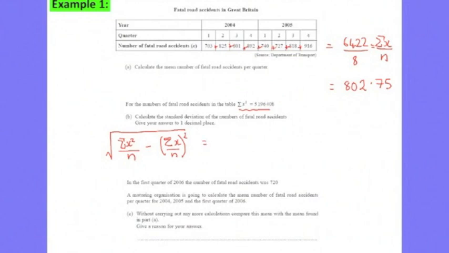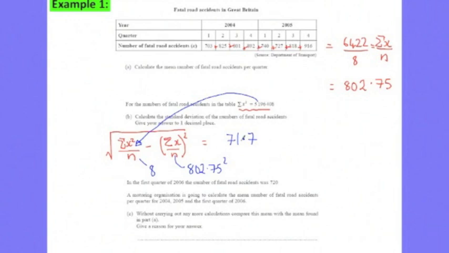So substituting in our values now, we have this value here, 5 million, going here. Our n value is 8. Here we have our value, 802.75, and then we're going to square it. Putting this into our calculator, the standard deviation, correct to one decimal place, is 71.7.